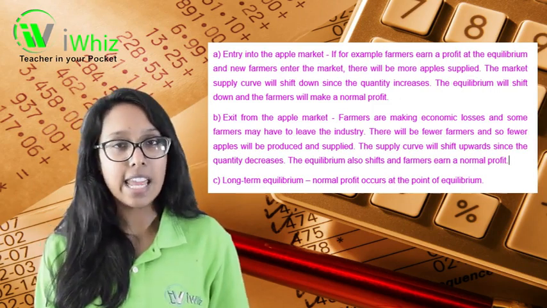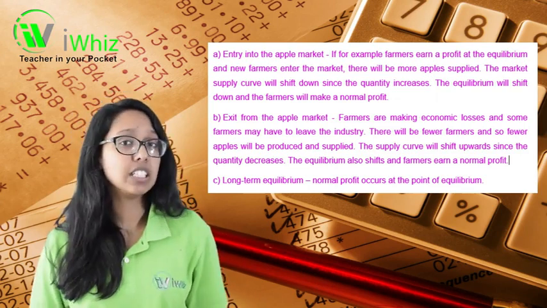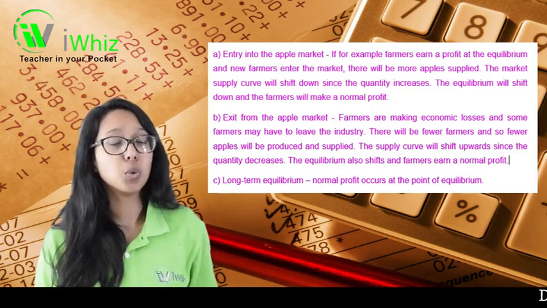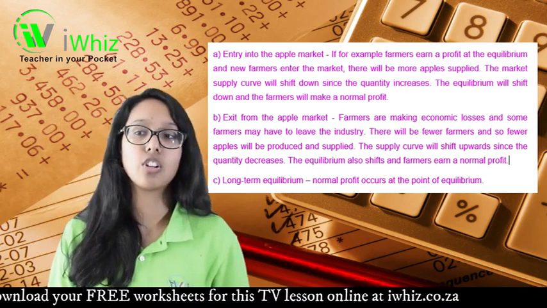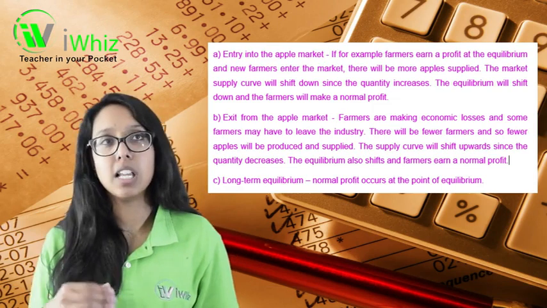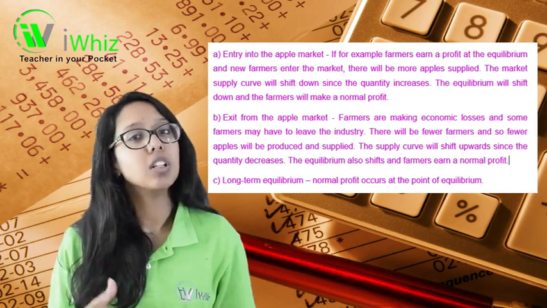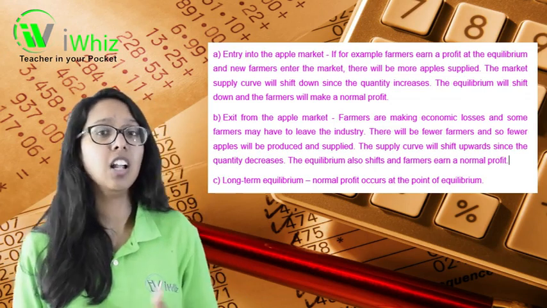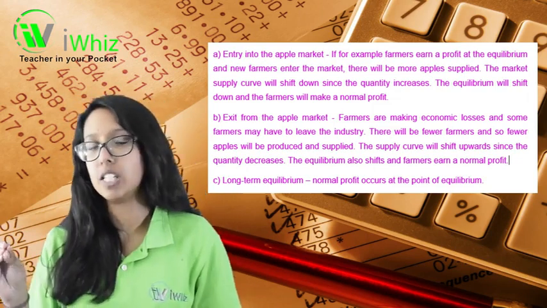If you look at an exit from the apple market, farmers that make economic losses, and some farmers might need to even leave the industry because there are so many people selling the same type of goods. There'll be fewer farmers, therefore there'll be fewer apples produced or even supplied to consumers. The supply curve will then shift upwards because there'll be less of a supply, more of a demand, and then your quantity has decreased. So the equilibrium then also shifts, and the farmers then earn a normal profit. Lastly, if you look at long-term equilibrium, your normal profit occurs at the point of equilibrium itself.